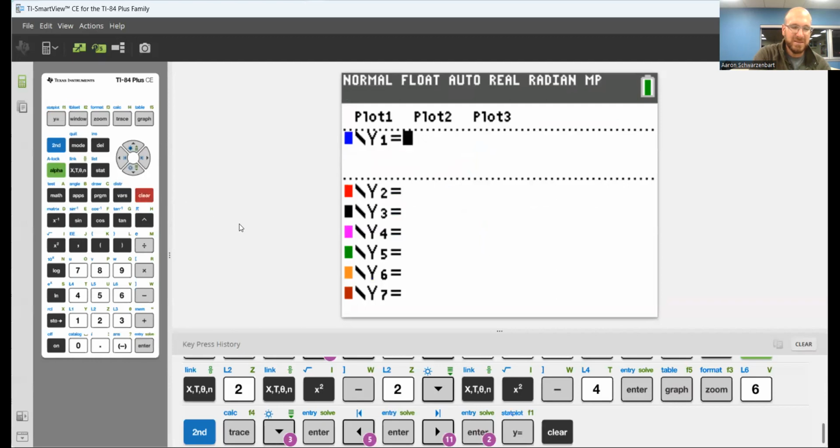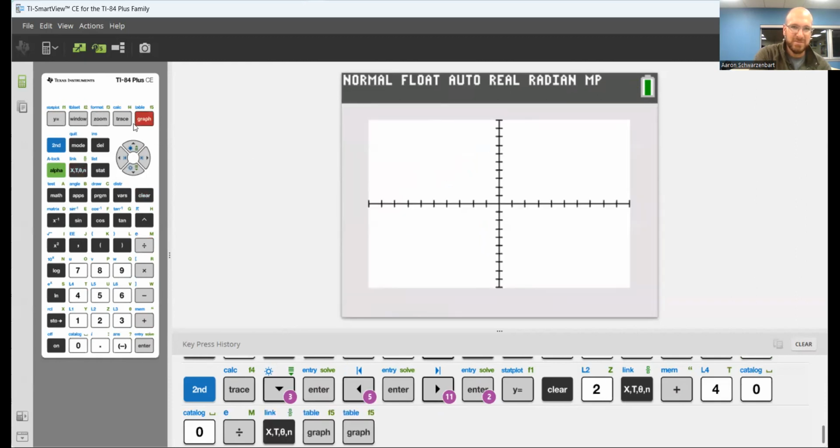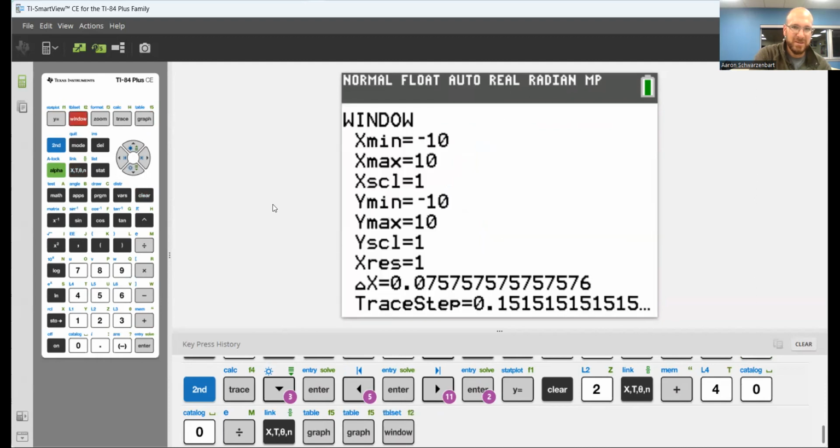Clear out what I got. And I got 2x plus 400 divided by x. I'm not going to try to do anything to solve this. We'll see if it even shows up on my graph. I didn't think it would.